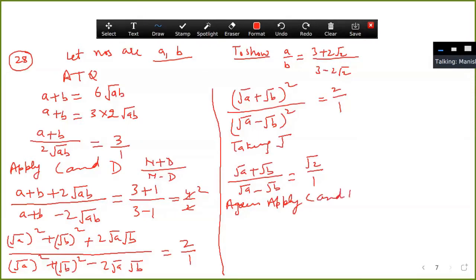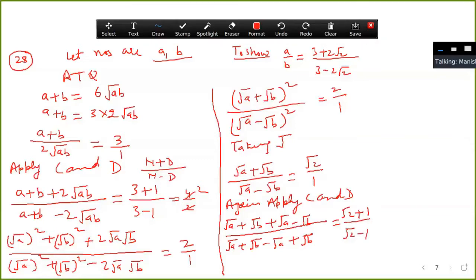Now again apply componendo and dividendo. Numerator plus denominator: root a plus root b plus root a minus root b. Then numerator minus denominator: root a plus root b minus root a, change the sign. On the right it is root 2 plus 1, root 2 minus 1. You have to apply on both sides. Now what is cancelled? This b is cancelled, here a is cancelled. 2 times root a upon 2 times root b, 2 is again cancelled. It is root 2 plus 1 upon root 2 minus 1.